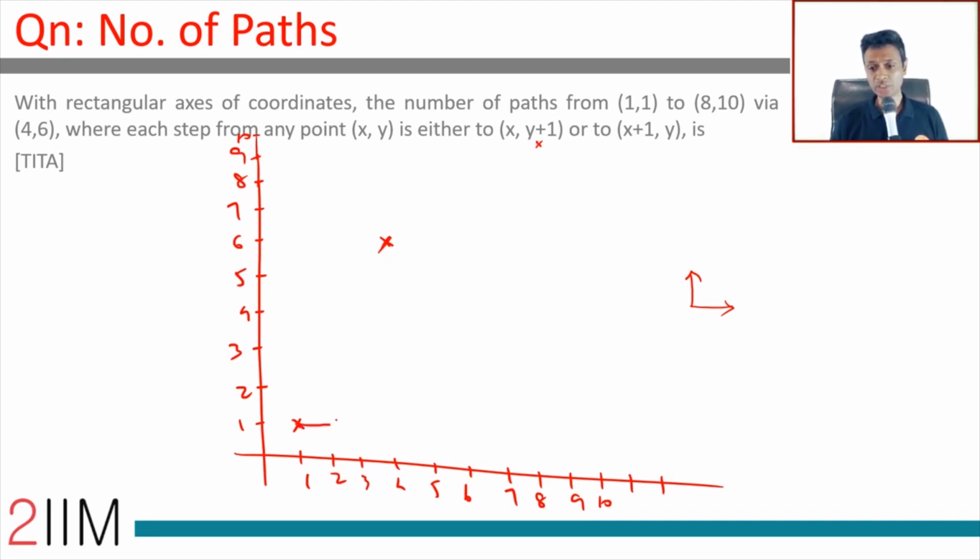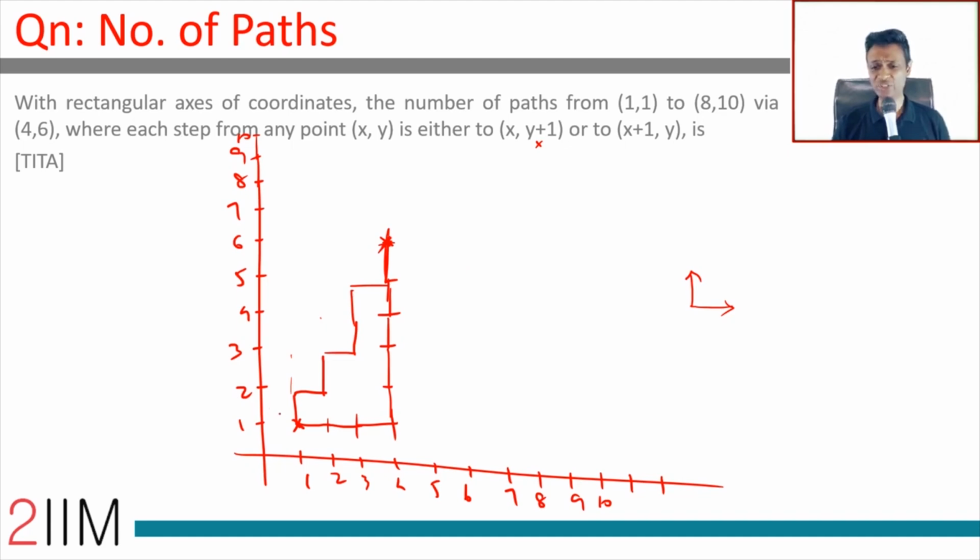So I can take a horizontal step, another, and I'll reach 4 comma 1, and then 4 comma 2, 4 comma 3, 4 comma 4, 4 comma 5, 4 comma 6. This is one way. But I could have done this or something like this. Any of those variants are possible. How do we compute how many variants there are?